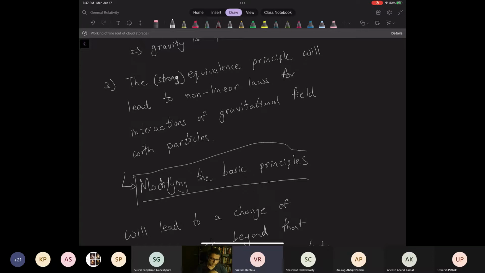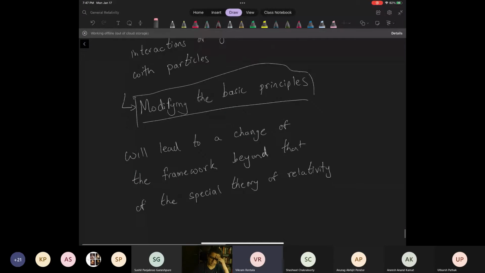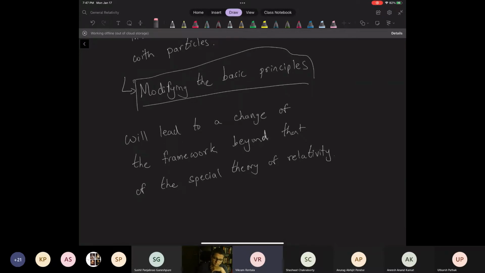So we'll modify the basic principles, and this modification will lead to a change of the framework. Just like when you assumed additional principles, you went from Galilean relativity to special relativity, and then the laws of nature themselves have to conform to these new symmetries that arose as a consequence of special relativity. That is, we postulated that the speed of light c is the same for all observers. The consequence is that there's a mathematical structure of symmetries described by the Lorentz group, and this constrains the laws.